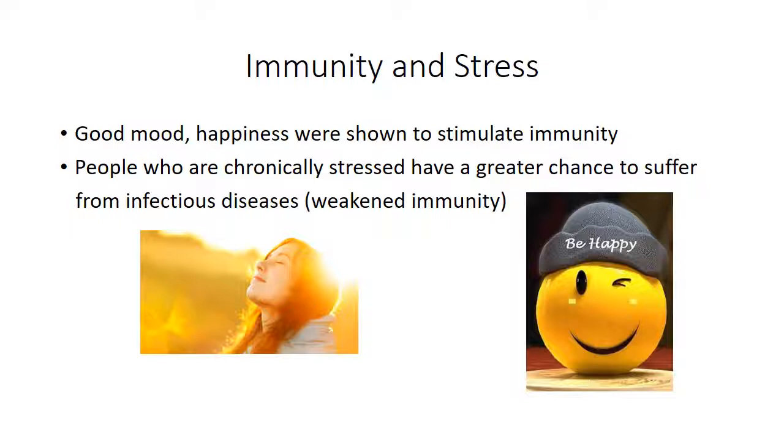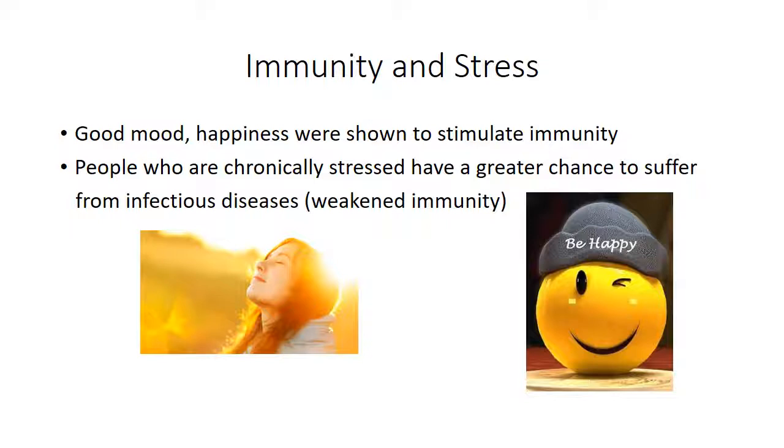And finally, this is really the final slide, immunity and stress. It's been shown that good mood and happiness stimulate immunity. When you are in a good mood, when you are happy, your endocrine system produces some hormones that stimulate immunity. Your neurons, nerve cells, also produce some substances that stimulate immunity. And so your antibodies are produced better, your T cells react against antigens better, etc. Macrophages, dendritic cells, they're all improving.